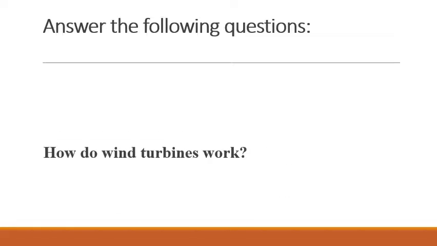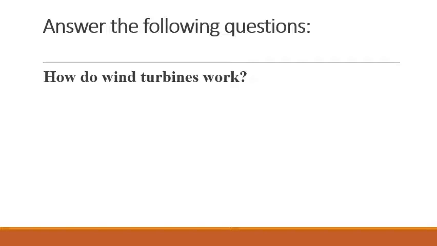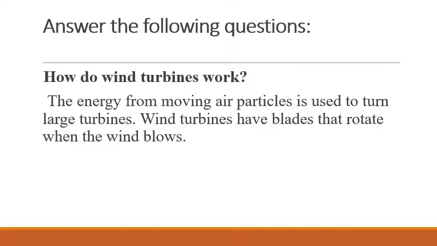The first question that we have is, how do wind turbines work? How do wind turbines work? And the answer is, it works of course through the energy from moving air particles, which is used to turn large turbines. Wind turbines have blades that rotate when the wind blows.